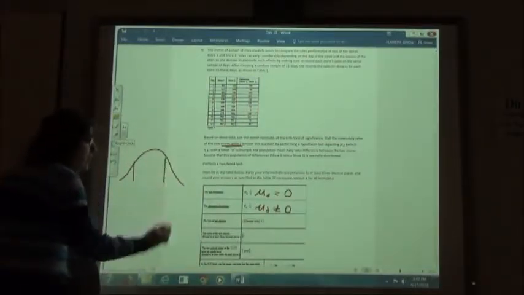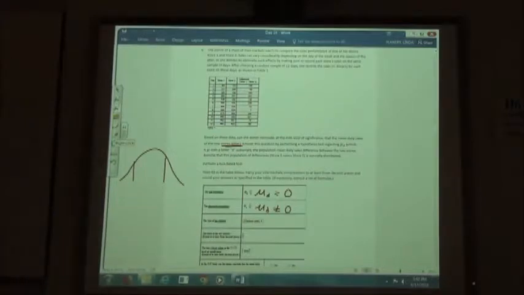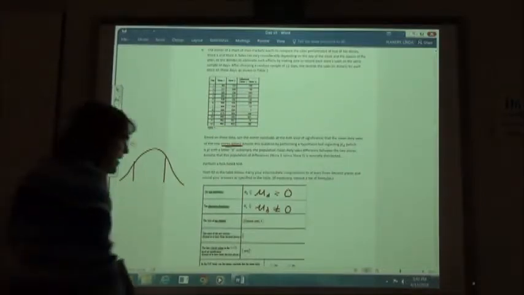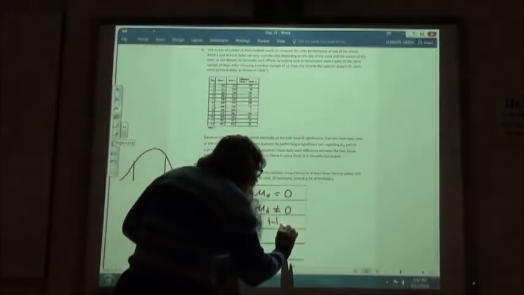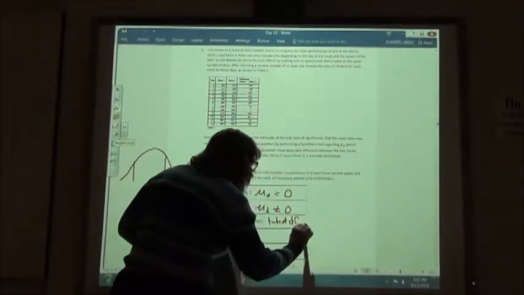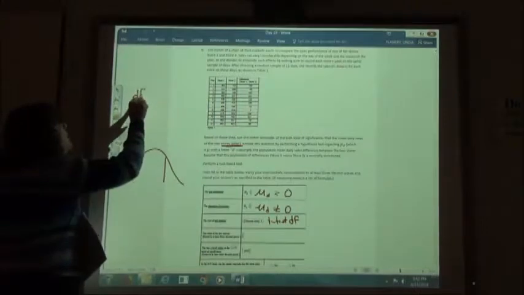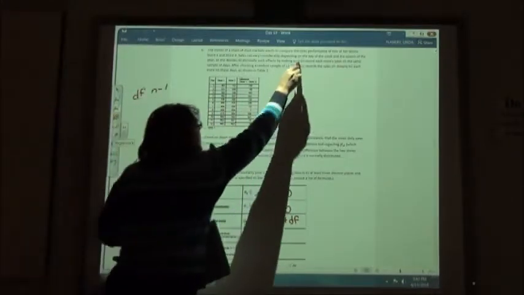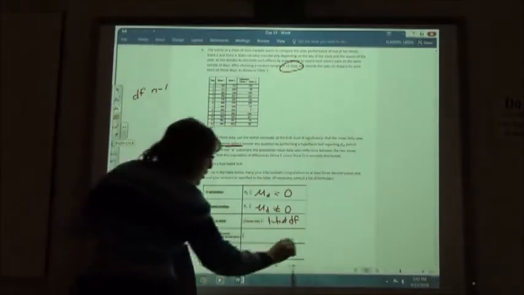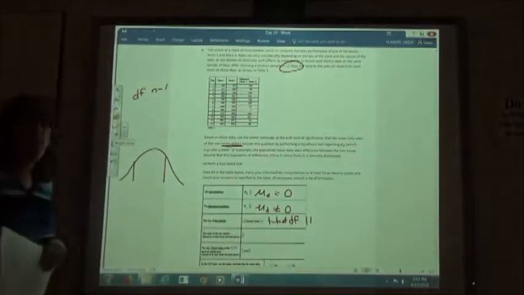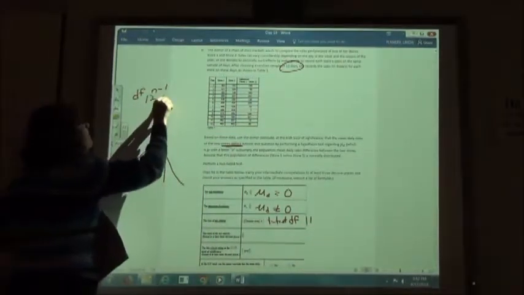Either it's in the middle or it's on the two ends, right? Type of test statistic. We know we're doing the t-test. We have to have our degree of freedom. What is our degree of freedom going to be? 11. The degree of freedom is always n minus 1. N is 12 days, so degree of freedom is going to be 12 minus 1, which is 11.